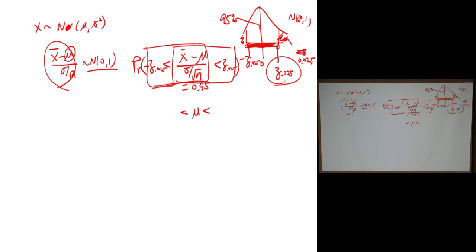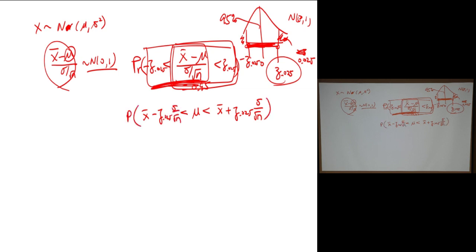So from this part, we can rearrange it so that it is x bar plus z 0.025 sigma over root n. And then from this part, rearrange it: we multiply by sigma over root n, and then move it to the other side. So it's x bar minus z 0.025 sigma over root n. And the probability of this one is 0.95. Now this is my confidence interval.